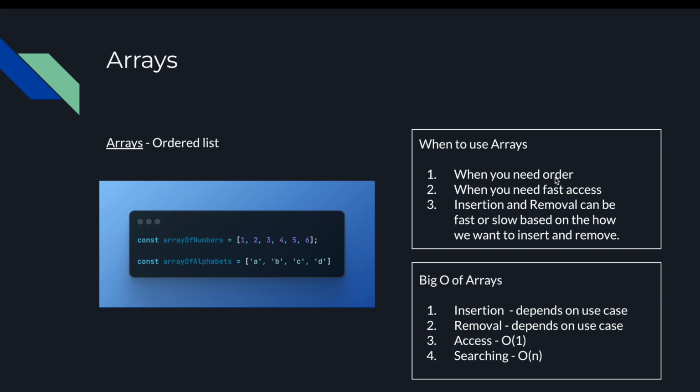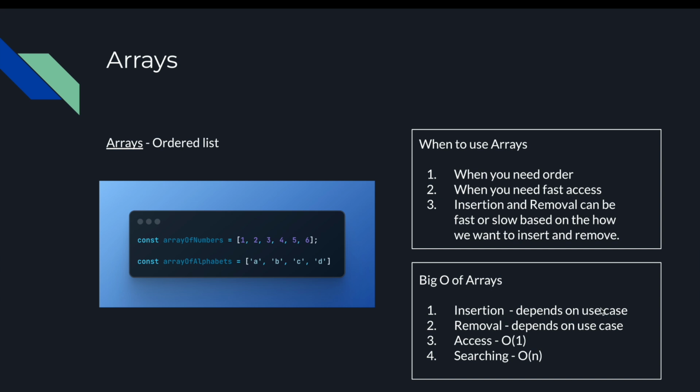When you need an order, because it maintains the order on the basis of the indexes. When you need fast access to the elements based on the indexes, and when you have a use case where insertion and removal can be fast. Insertion and removal can be slow as well, but that depends on how you are inserting and removing the elements. Now let's look at the big O of array operations.